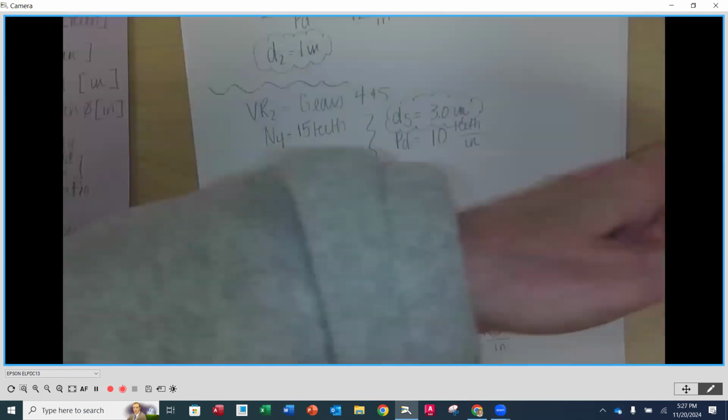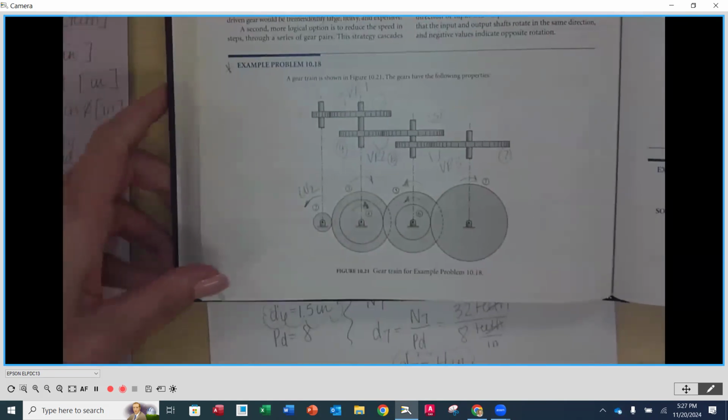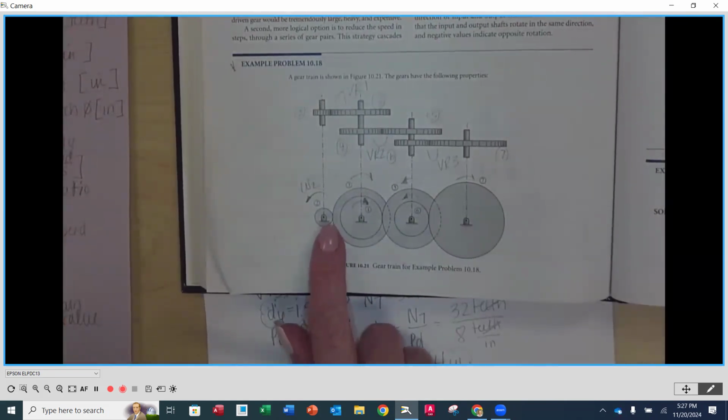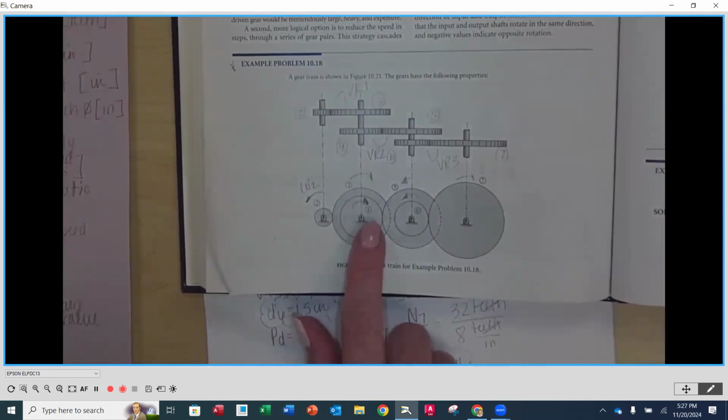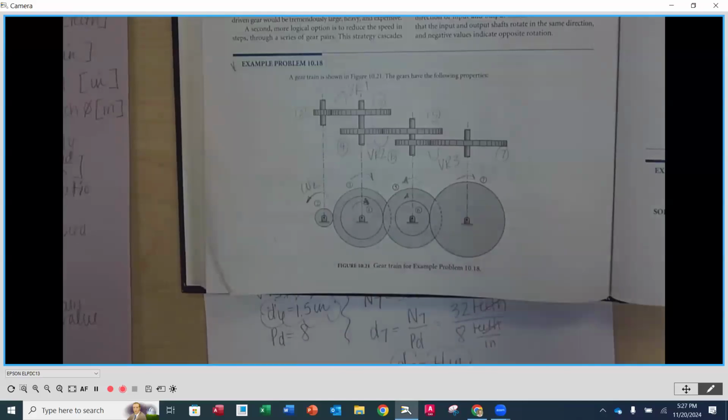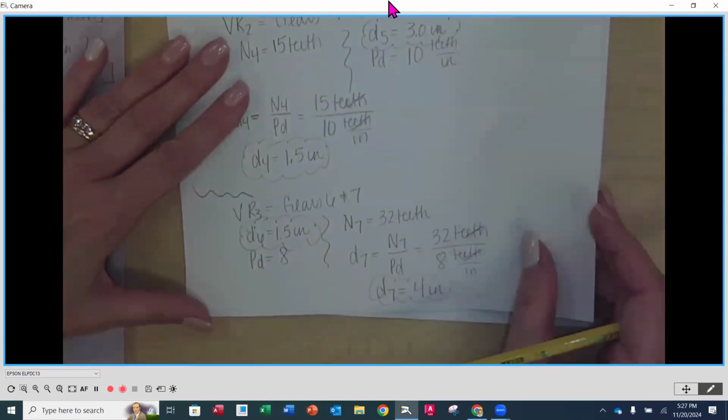Okay. So center distance is simply going to be, since I know all of these diameters, the radius of 2 plus the radius of 3, the radius of 4 plus the radius of 5, the radius of 6 plus the radius of 7. Or I can add all these diameters together and just simply divide by 2. So that's what we're going to do.